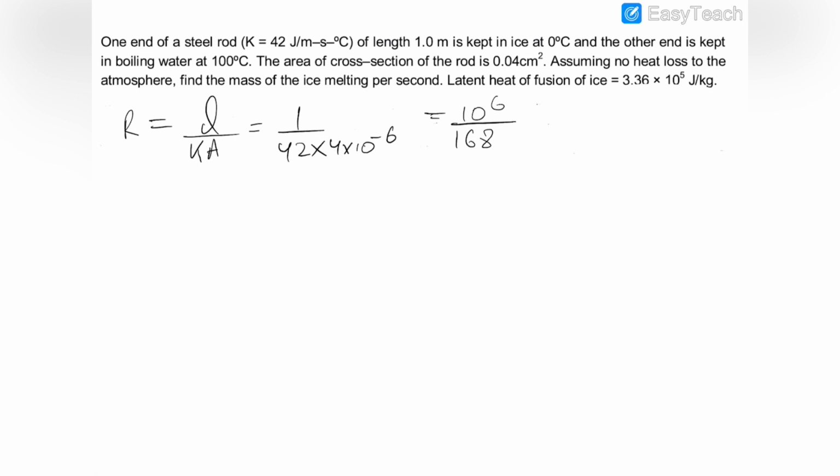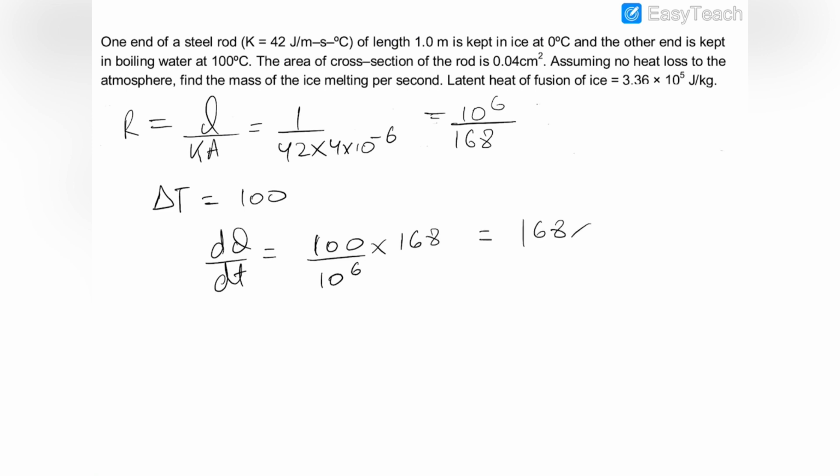Now you can see that the temperature difference delta T between the two ends is 100, and therefore the heat current dQ by dt will be equal to 100 upon R, which is 10 raised to power 6 into 168. So this is 168 into 10 raised to power minus 4. In fact, we can write dQ as dm into L. So dQ by dt will be equal to dm by dt into L.